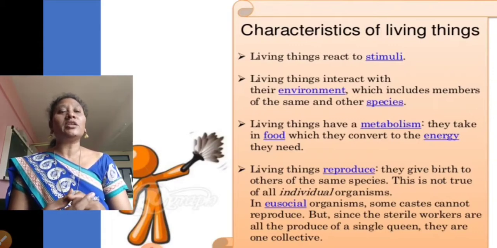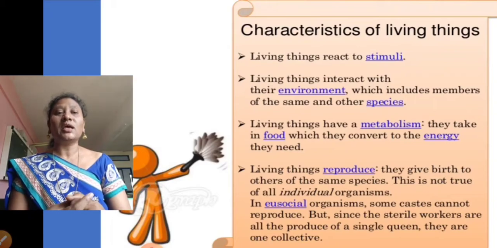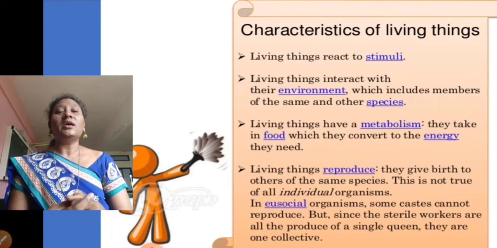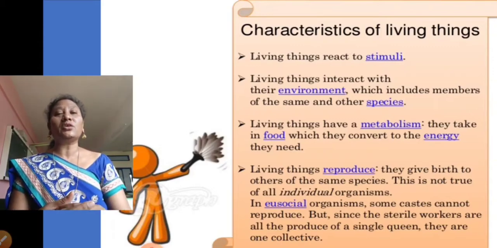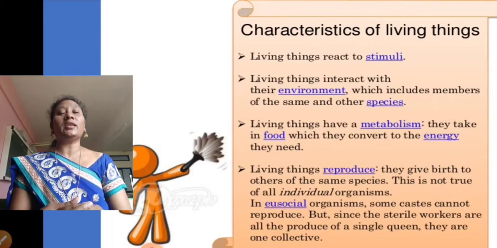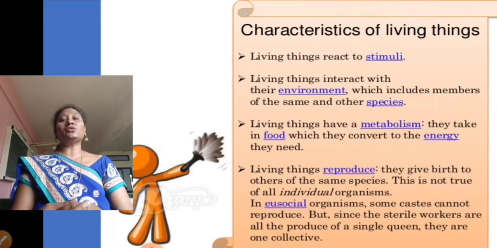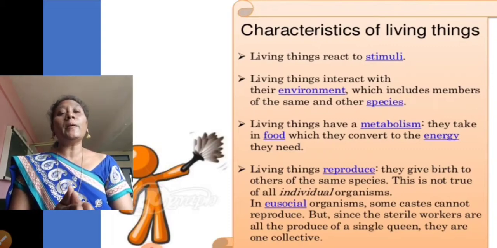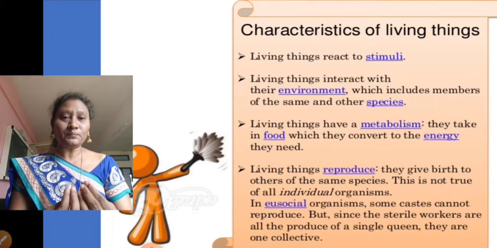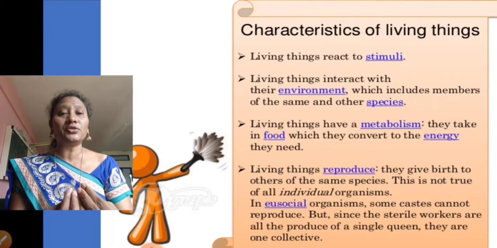And living things have metabolism. What is metabolism? Energy releasing processes, able to produce energy by carrying out different processes. That is called energy releasing, which is nothing but metabolism. These metabolic activities can be seen only in living organisms, and we don't find them in non-living things. So they take in food, which they convert to the energy they need. So they maintain the metabolic processes. Due to the metabolic processes, they produce energy. So the food which we eat ultimately helps to produce the energy.